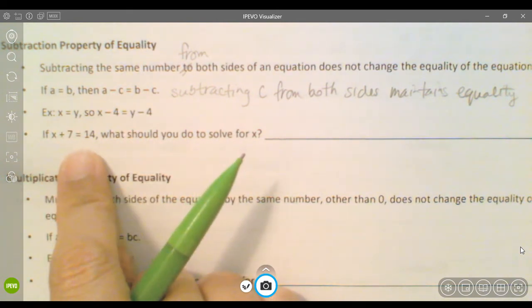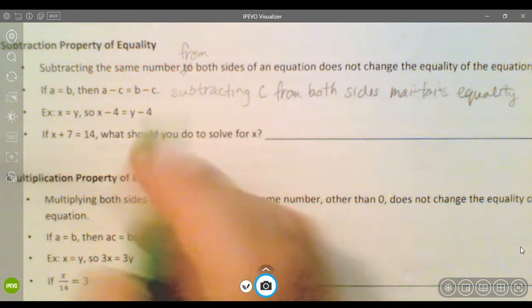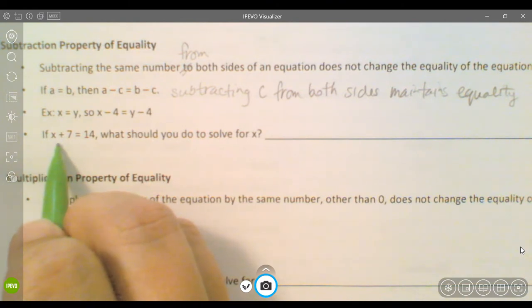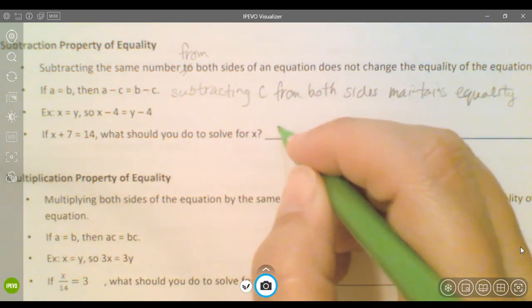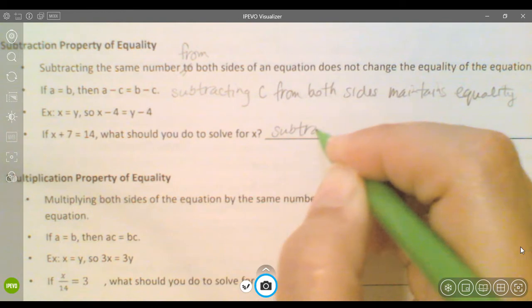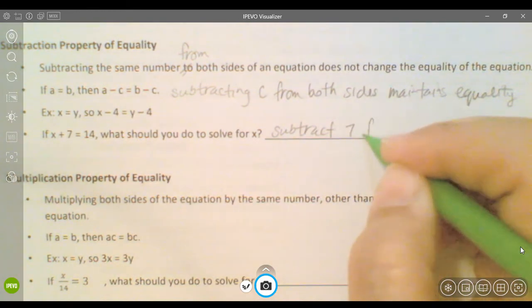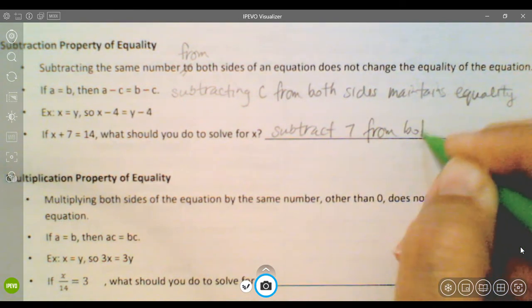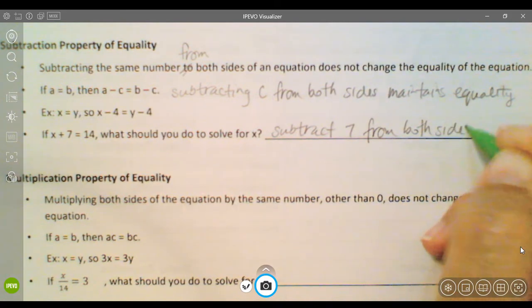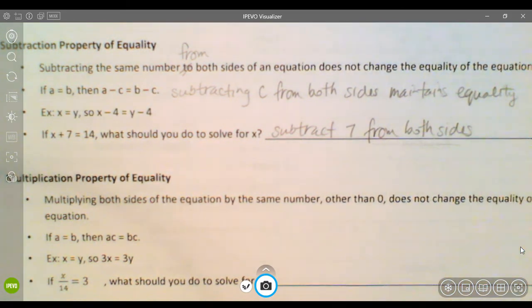So if x plus 7 equals 14, what should you do to solve for x? Well, they added 7 to x, so you're going to subtract 7 from both sides. And again, you can't just say subtract 7. You've got to have this key part in.